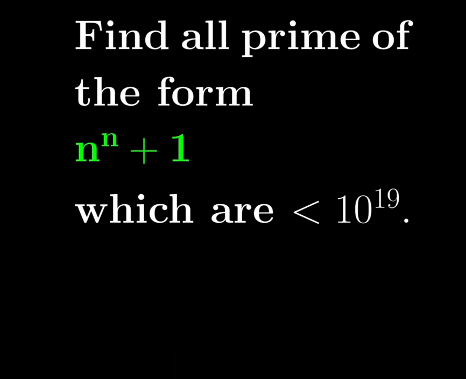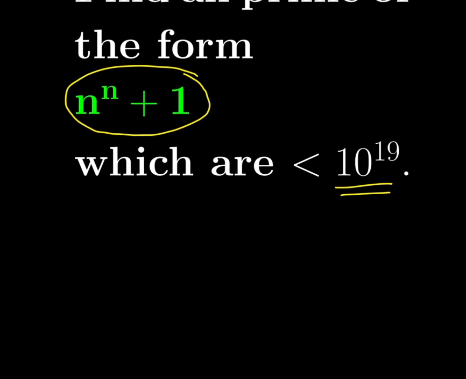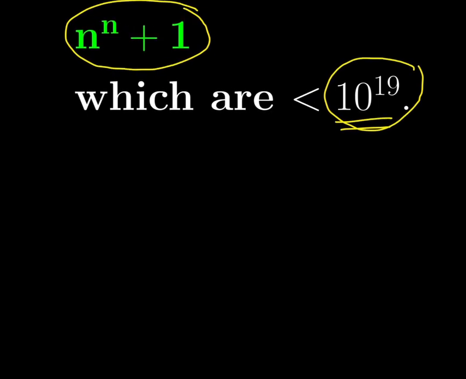So the problem is: find all primes of the form n to the power n plus 1 which are less than 10 to the power 19. Observe that n to the power n plus 1 is a very large number when n is large, so we narrow our search by the restriction 10 to the power 19. Let us solve this problem.